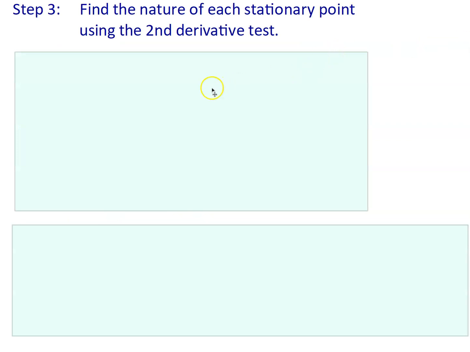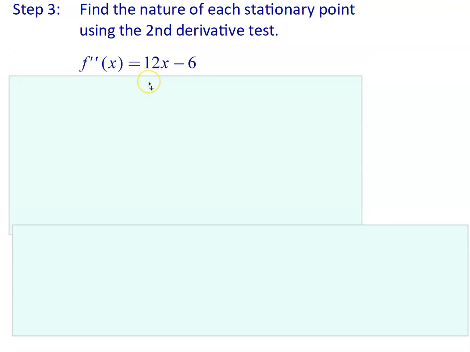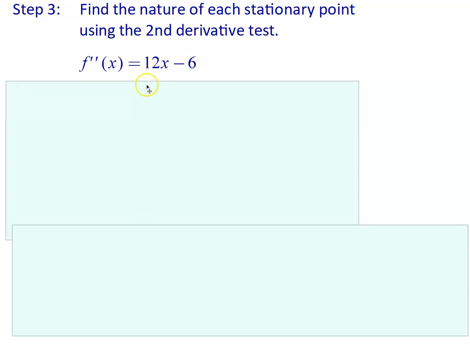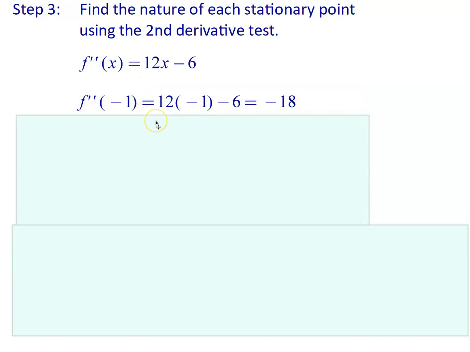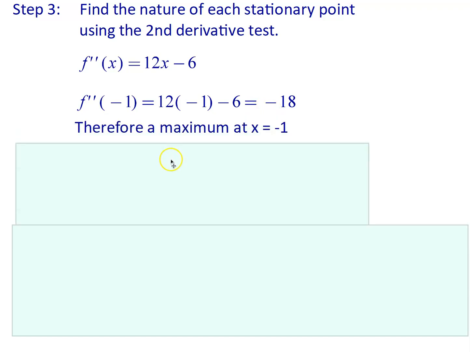We're going to use the second derivative test to decide if each of those points is a max, min, or point of horizontal inflection. So first we find the second derivative, so you should have come up with that. Sub in our first x-coordinate of -1. That comes out to be the second derivative, evaluates to be -18. Because it's a negative number, we know that there's a maximum at x equals -1.